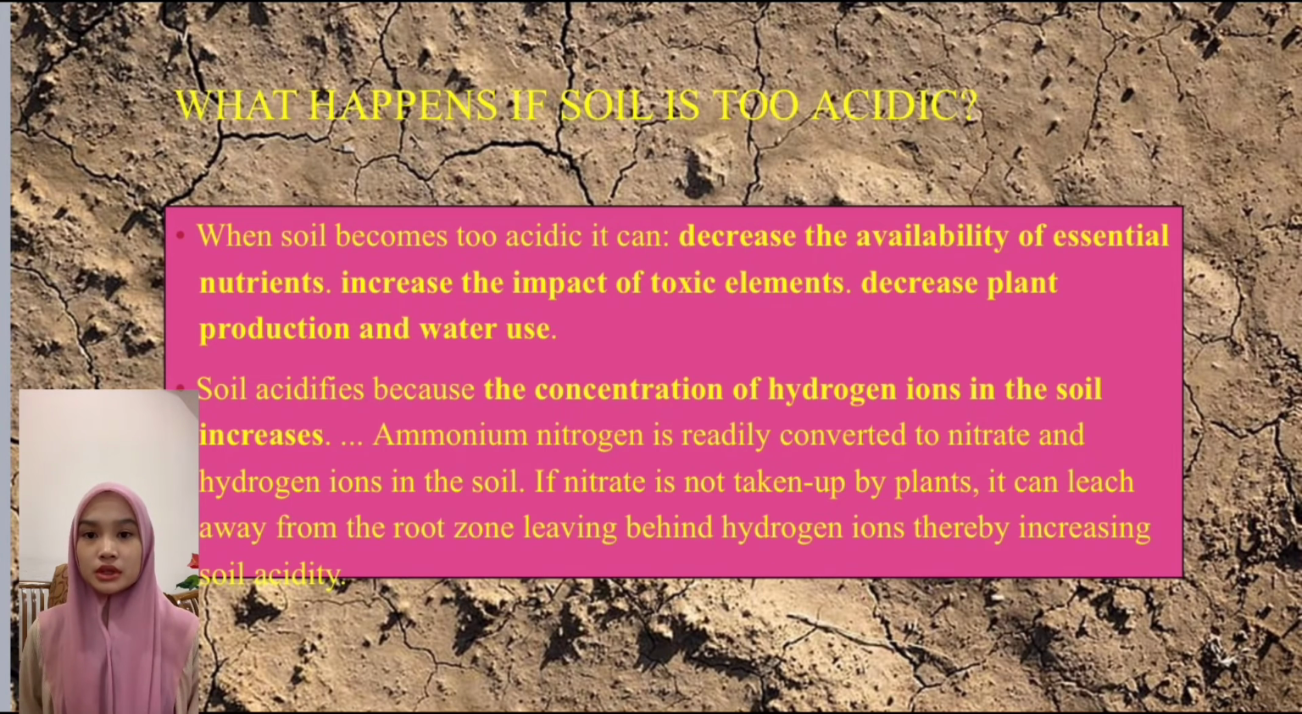What happens if soil is too acidic? When soil becomes too acidic, it can decrease the availability of essential nutrients, increase the impact of toxic elements, and decrease plant production and water use.